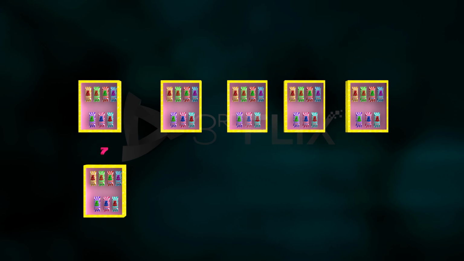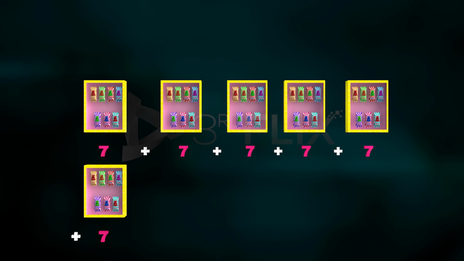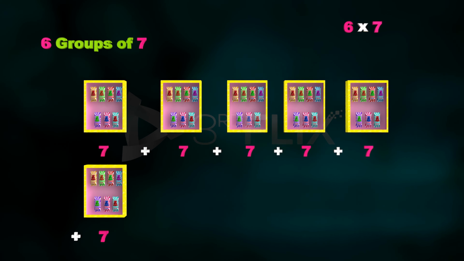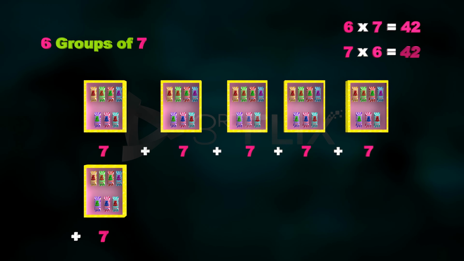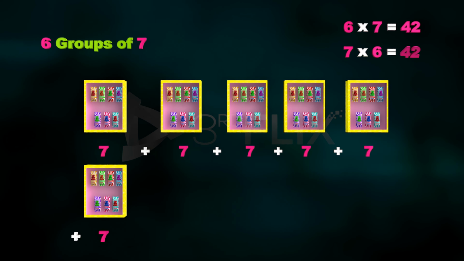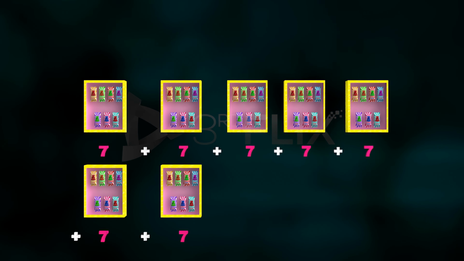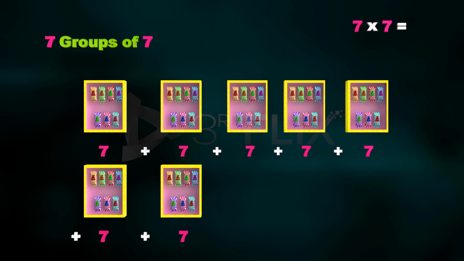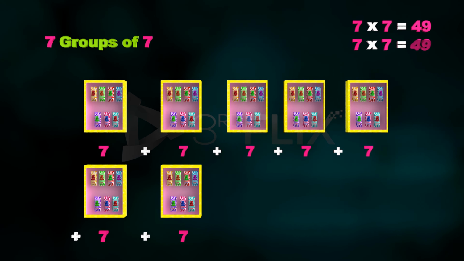6 packs have 7 plus 7 plus 7 plus 7 plus 7 plus 7 candies. 6 groups of 7. 6 into 7 is equal to 42. 7 into 6 is equal to 42. 7 packs have 7 plus 7 plus 7 plus 7 plus 7 plus 7 plus 7 candies. 7 groups of 7. 7 into 7 is equal to 49.